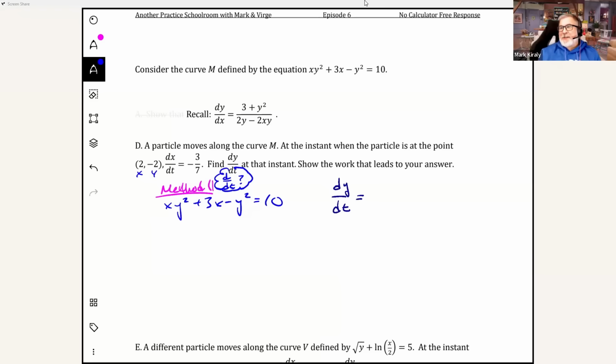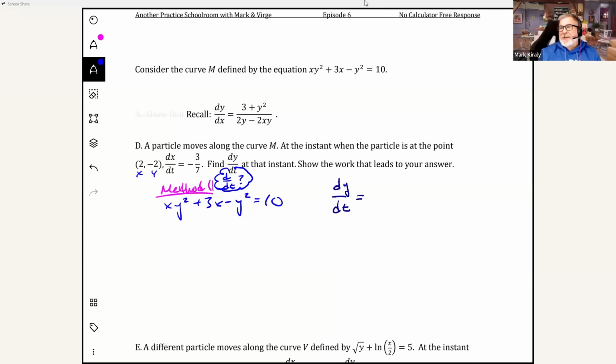And again, this is not something everyone spots. Virge said she would do it the other way all day. But what's nice about this is when I'm trying to find dy dt, and again, we'll use that evaluator bar at 2, -2, then that's going to be dy dx at 2, -2 times -3/7, because that was the dx dt that I can substitute in. And Virge, I believe you found dy dx at 2, -2. Right. That's why method 2 is good in this case because you already did the work to figure that out. And so we got 7/4 back in part B.